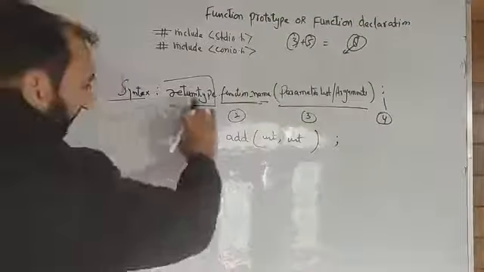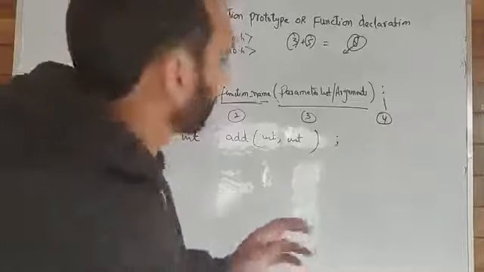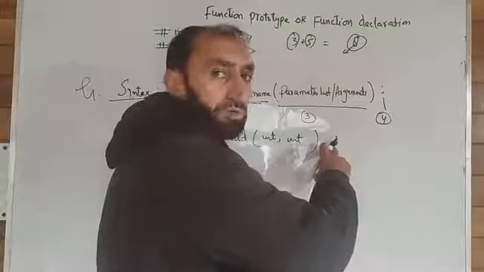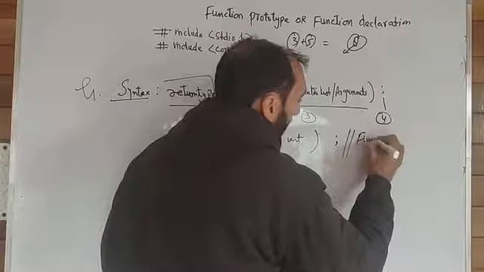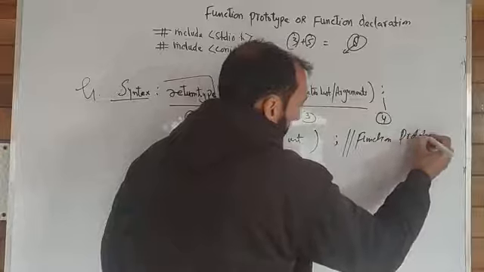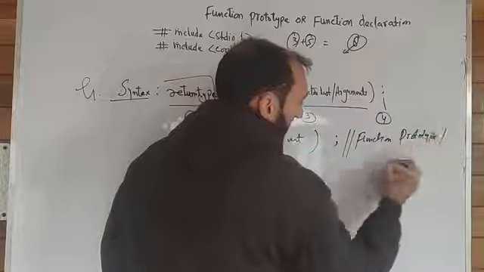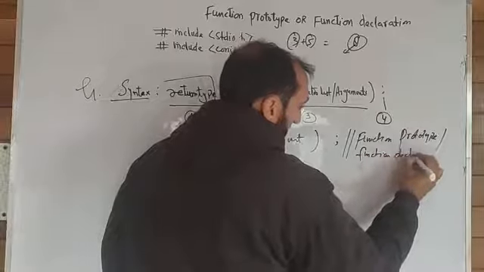Whenever you write the prototype of any function, it is mandatory for you to write this at the end of the prototype. Yes, we can say this is a function prototype, or we can say function declaration.